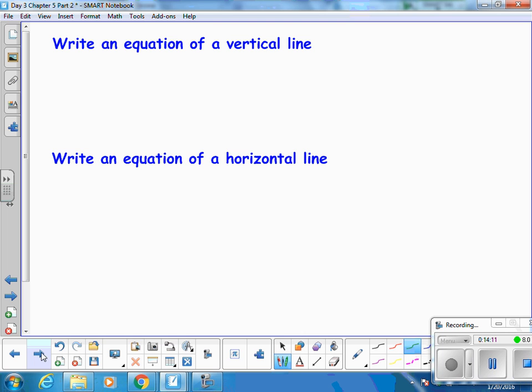Write an equation of a vertical line. Now, if at first this doesn't jump out at you, just go ahead and do a little sketch on the side, kind of see what it looks like. I'm going to do one here, a vertical line. So what's that going to play out? Well, that's going to tell me that x equals like 5. And there's my equation for that vertical line.